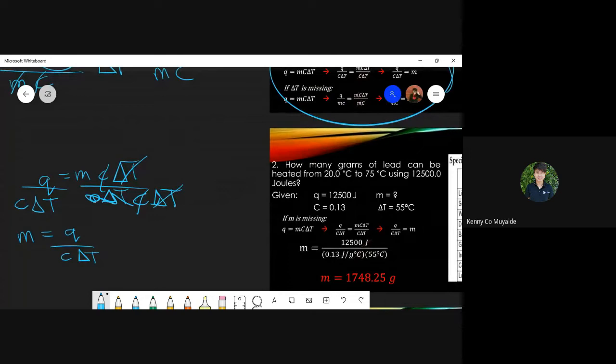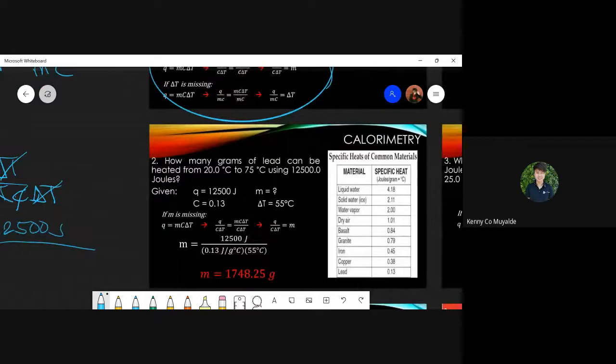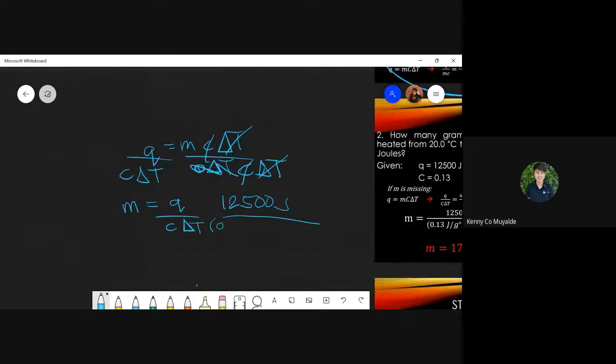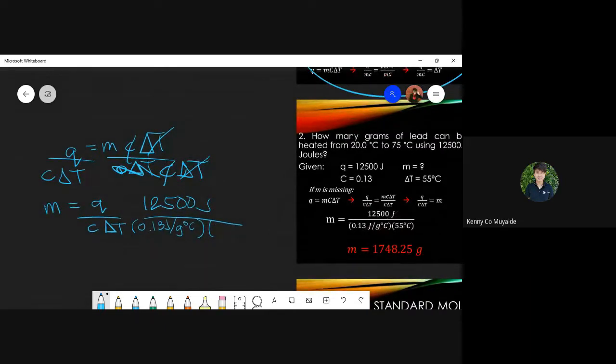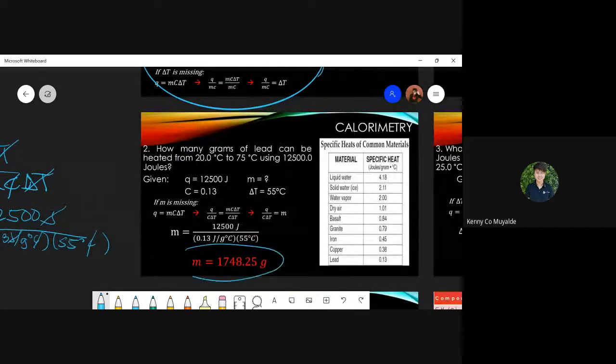Next, our value for Q is equal to 12,500 joules. Our C, ang sabi niya dyan ay lead. So hanapin natin yung lead sa ating table. So 0.13. So this is 0.13 joules over gram degree Celsius. And then our value for the change in temperature, sabi niya from 20 to 75. So hanapin natin yung difference between 75 and 20. So this is equal to 55 degrees Celsius. So cancel degrees Celsius, cancel joules, you will be left with grams. So your final answer will be 1,748.25 grams of lead.